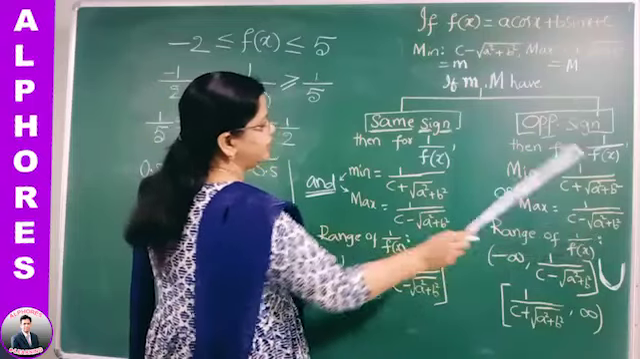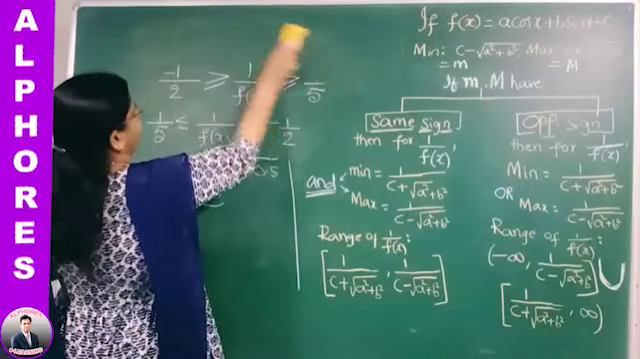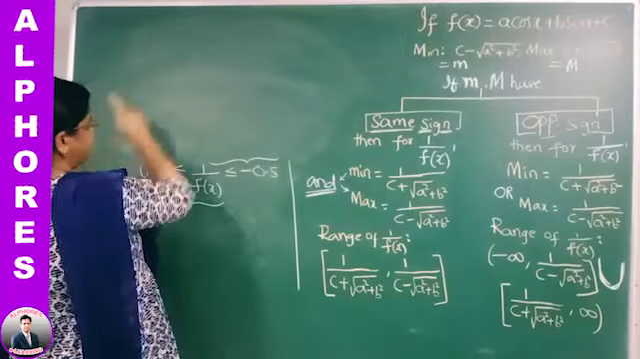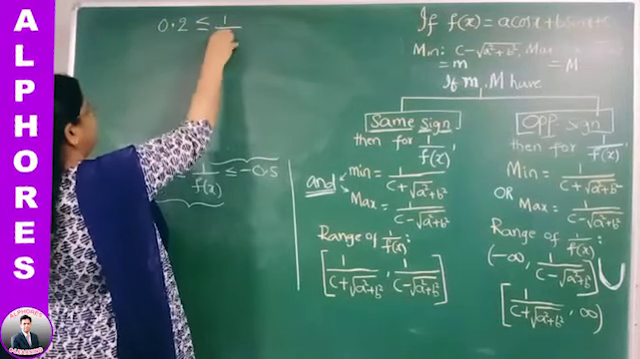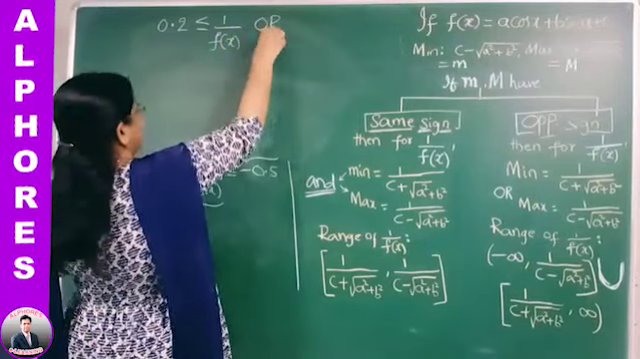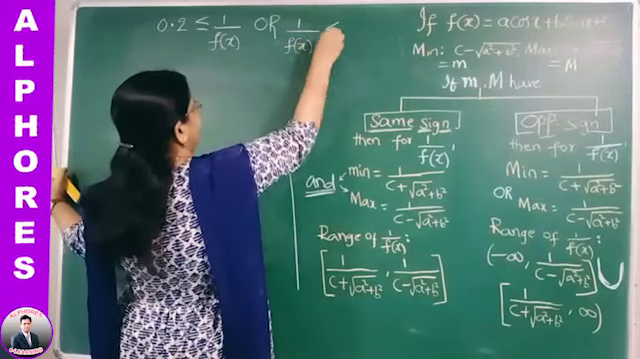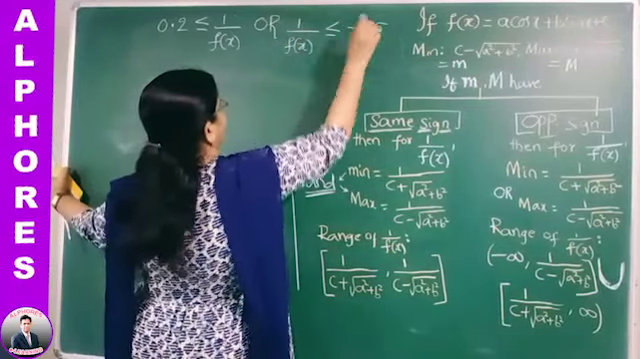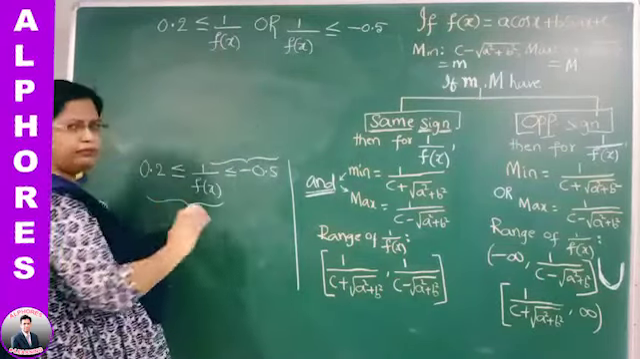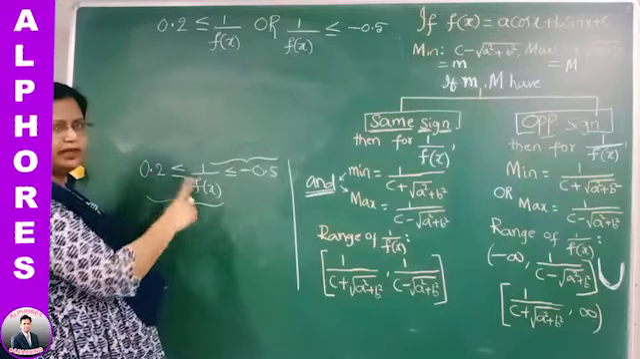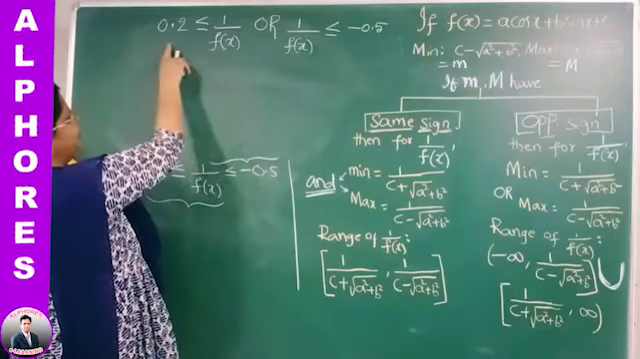Then what about the range of 1 by f of x? Understand? That means how you got the value from this condition. If I write this one, it is nothing but you can say 0.2 less than or equal to 1 divided by f of x, or what is the other kind? 1 divided by f of x value is less than or equal to minus 0.5. Got it? So we got in this way. Either this happens or this happens, both cannot happen because you are getting a blunder value from the set of real numbers. So that is the rule, children. Here you have to use it in this way.